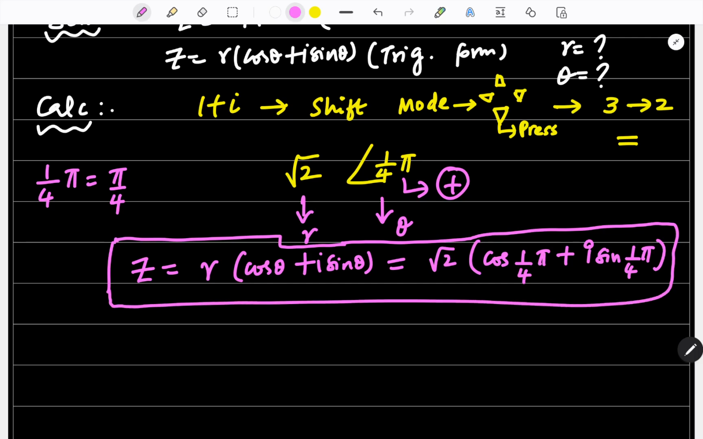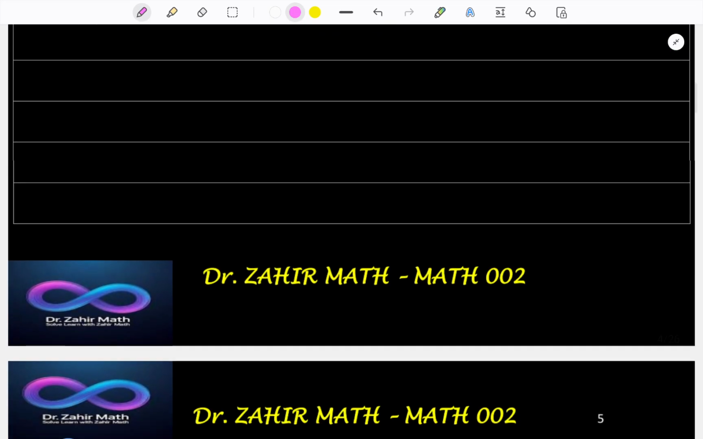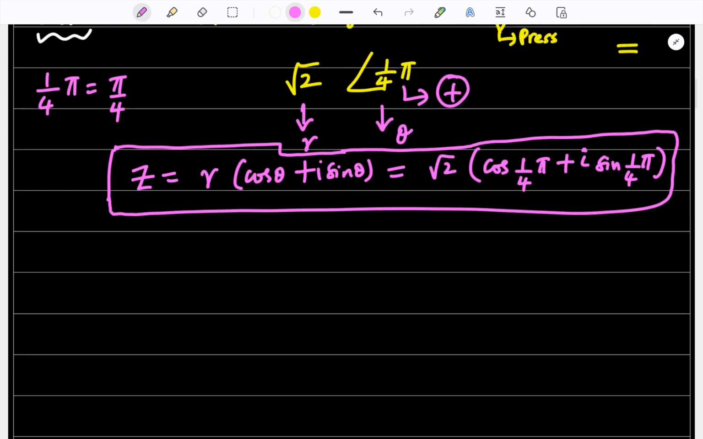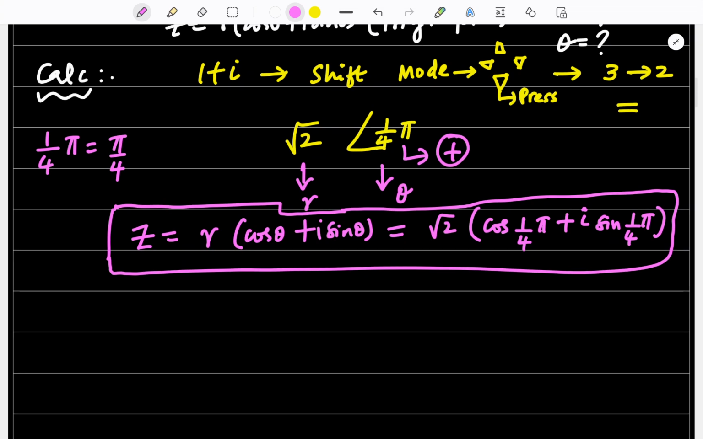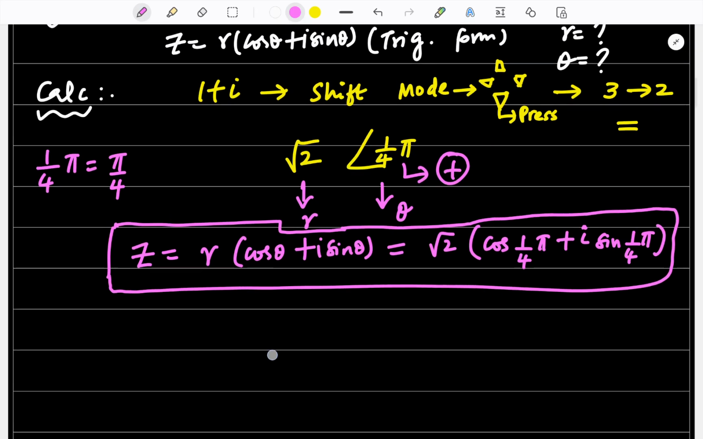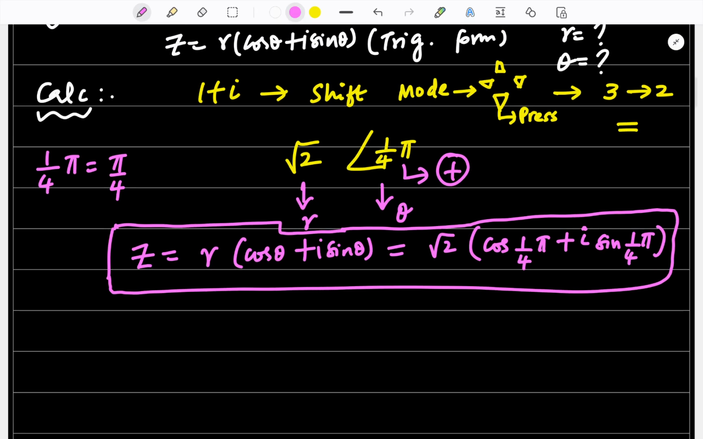Clear, everybody? So in this way, we just completed this. I think one more question is there. No, it is trigonometric form to standard form. So we have done the questions related to what? Standard form to trigonometric form. Again I'm repeating, standard form to trigonometric form.